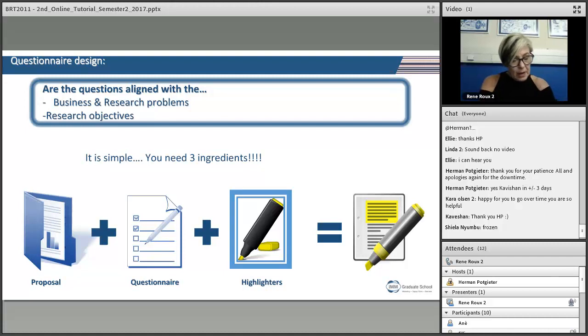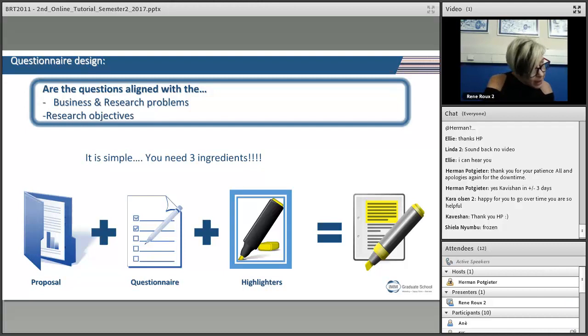So you take your yellow highlighter, you say objective 1 is green, and you go through your questionnaire and you highlight all the questions in green that answer objective 1. Objective 2 is blue, you highlight, and that way you can ensure that the questions in the questionnaire address the objectives, that each objective is covered in your questionnaire.